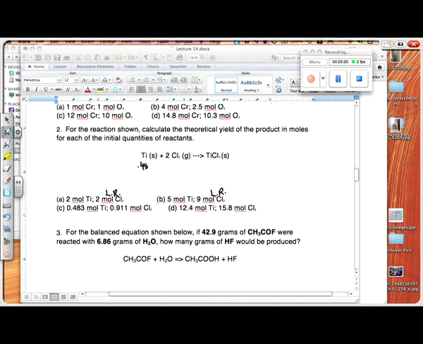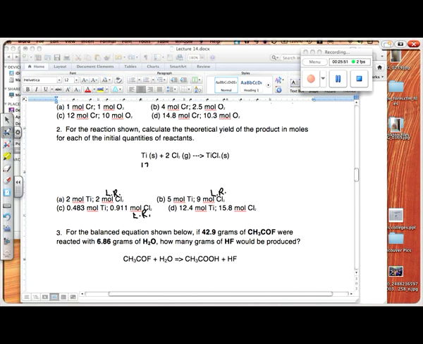0.483. This is more like the kind of numbers you're going to get in a problem. 0.911. 0.483 divided by 1 is a larger number than 0.911 divided by 2. This is going to be like 0.45 something. So this is again my limiting reactant. Then one more, and this is true to form for your textbook. This last one will switch it up and titanium will be the limiting reactant.